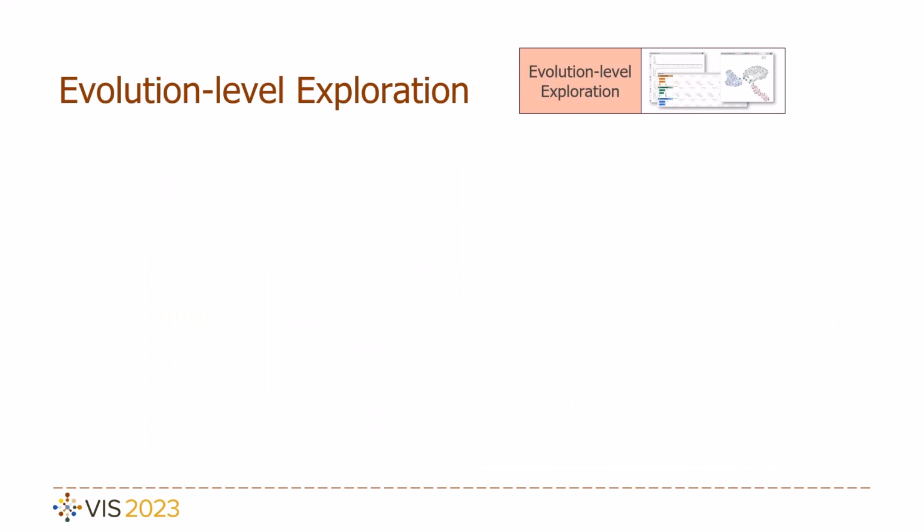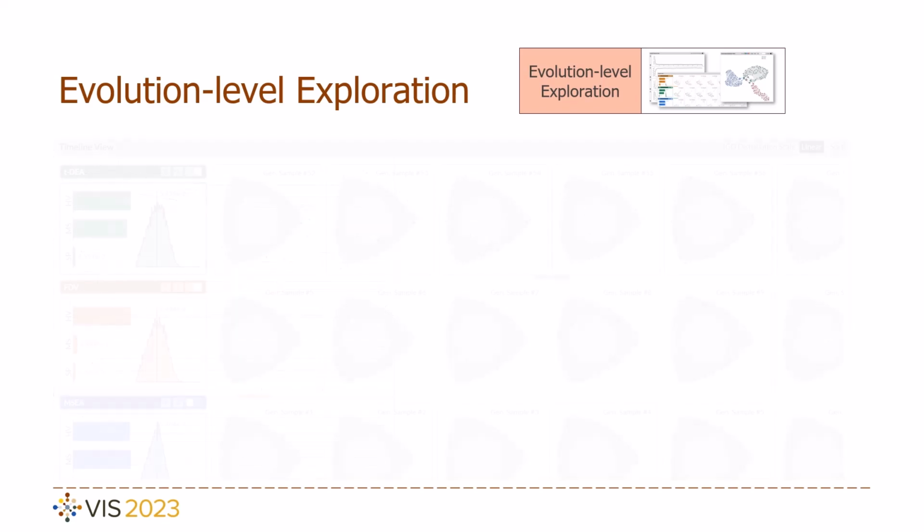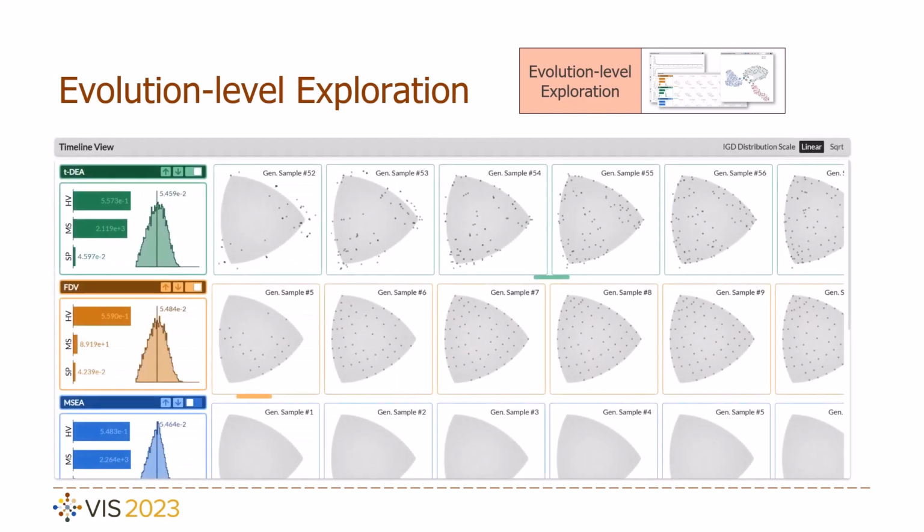The generation sequence of activated algorithms can be further explored in the evolution exploration module. Time series of quality measures are displayed in line charts to illustrate the overall temporal patterns in the evolution. The timeline view gives a detailed explanation of the evolutionary processes.